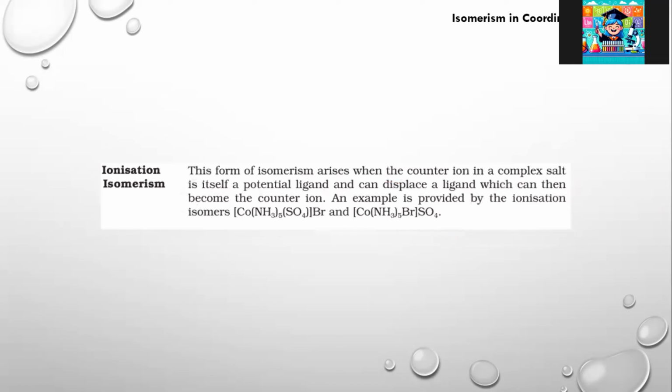Now coming to ionization isomerism. This form of isomerism arises when there is a counter ion in a complex salt and it can form a ligand with the metal. For example, here the counter ion is bromide, Br minus. This Br can form a coordinate bond with the cobalt. At the same time, this sulfate group can leave and function as a counter ion.